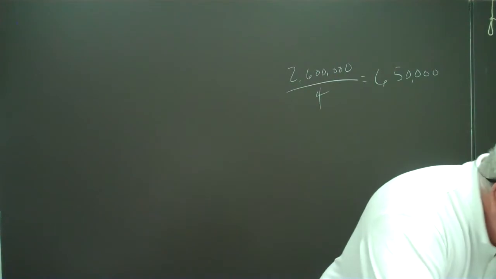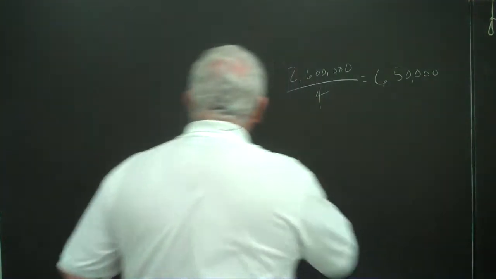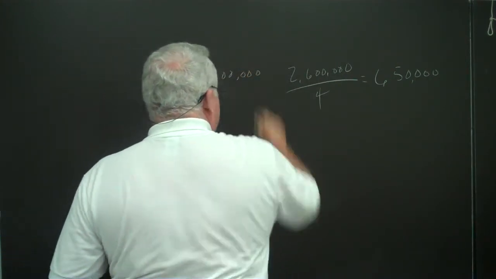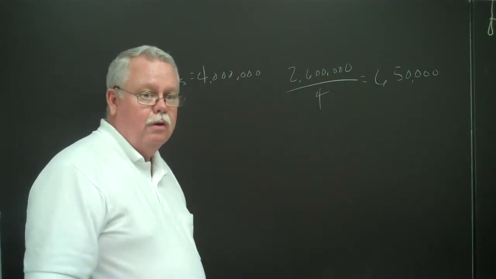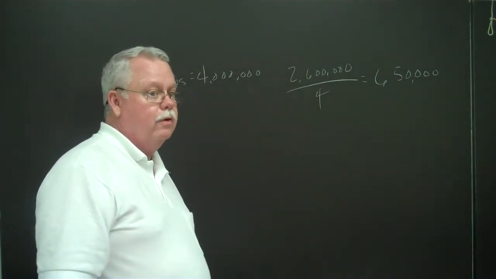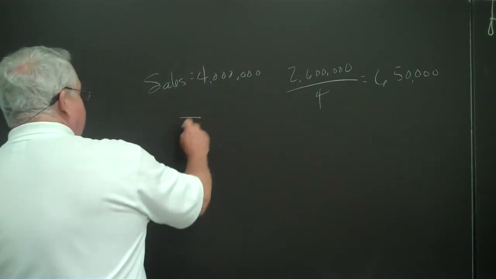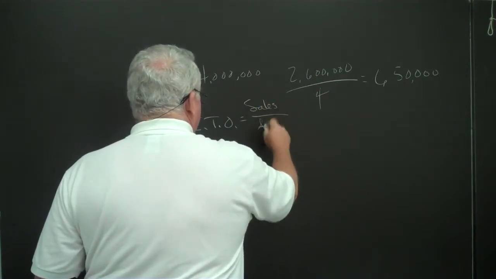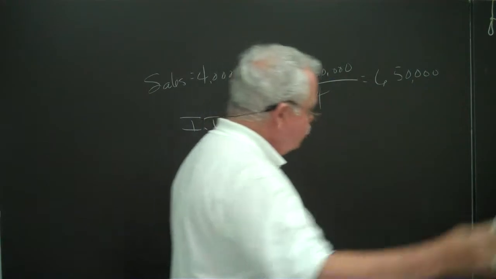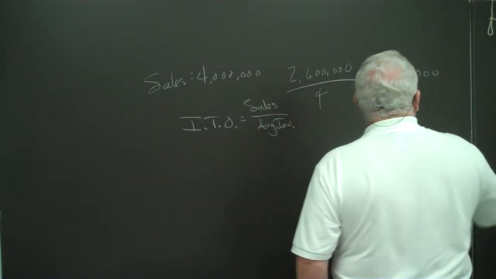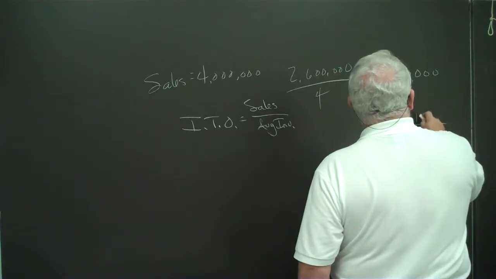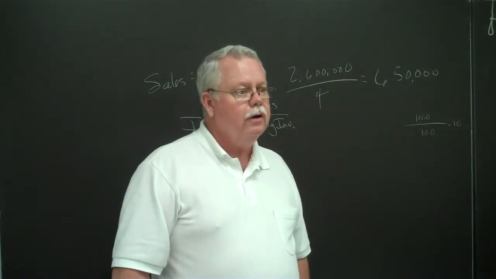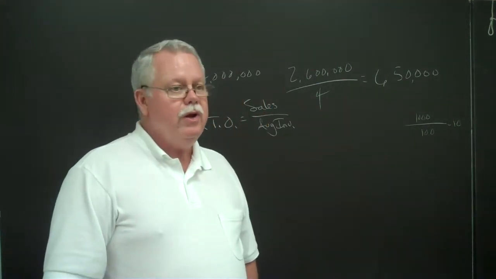And so they had sales of 4 million. So what's their inventory turnover? How do you calculate inventory turnover? Sales divided by average inventory. In other words, think of it this way. If I had 100 ashtrays in my inventory and I sold 1,000 ashtrays a year, I sold my inventory 10 times. That's my turnover, right? Now you're looking at me like I'm speaking Greek.